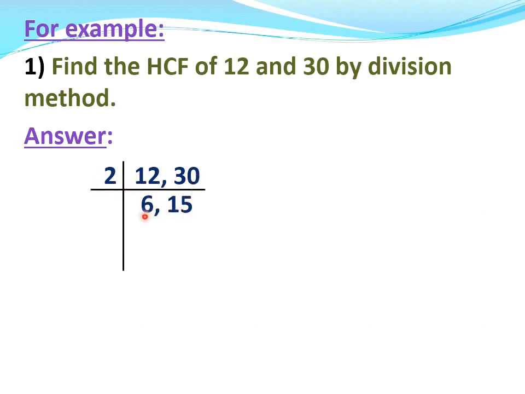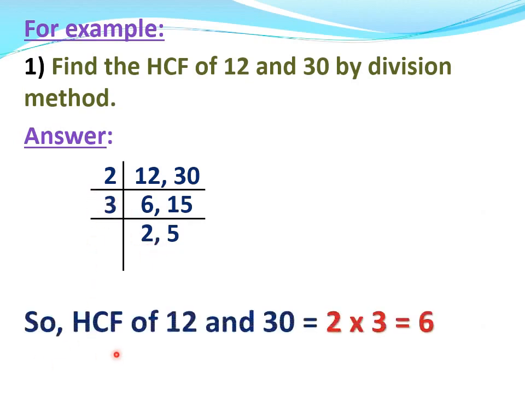Now factorize 6 and 15 by common prime factor. See, this 6 and 15 are divisible by 3. So write here 3. See, 3 multiply 2 equal 6. 3 multiply 5 equal 15. Now see this 2 and 5. They are not divisible by any common prime factor. So we will not factorize further. So HCF of 12 and 30 equal 2 multiply 3 equal 6. Thus 6 is the HCF of 12 and 30.